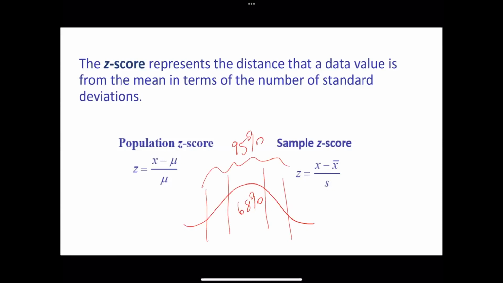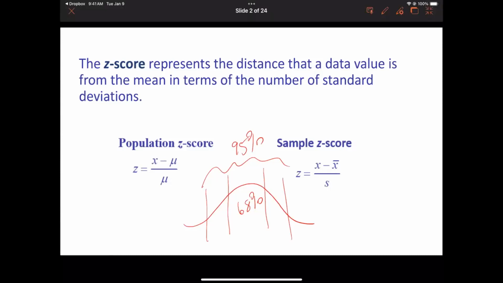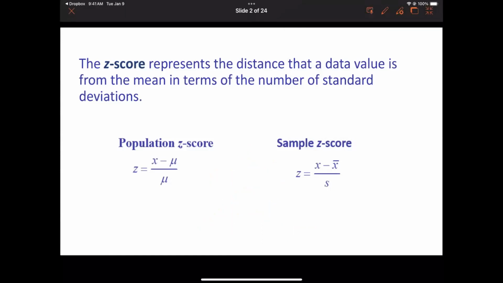So being able to calculate a z-score is really going to help us to determine where on this normal curve a data value lies. And we'll be able to tell if it's an outlier. We'll be able to tell if it is super close to the mean. And it's going to make it really easy to compare it to other people's works or other values. And we're going to do examples of that.